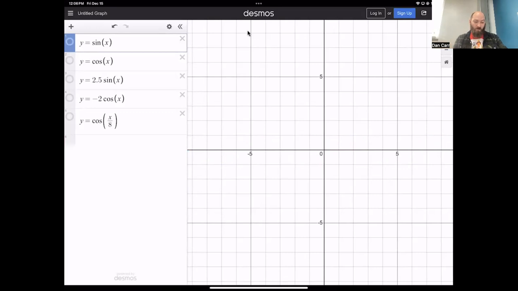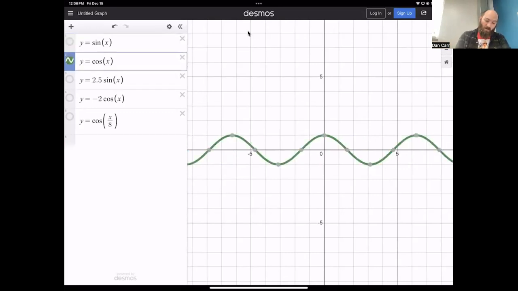Cosine is going to follow a similar pattern here. But if I look at those similar 5 points, it looks like this. Things are shifted. So instead of starting at 0, 0, we start at 0, 1. Then we pass through and have an x-intercept at pi over 2, 0. Then we go down to the minimum. So it's pi, -1, 3 pi over 2, 0, and then 2 pi, 1. That's my complete cycle, goes down and then back up and finishes in the same position here.